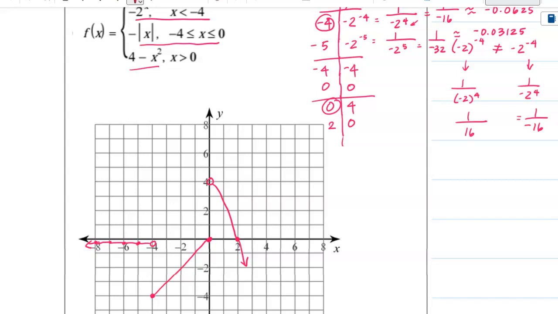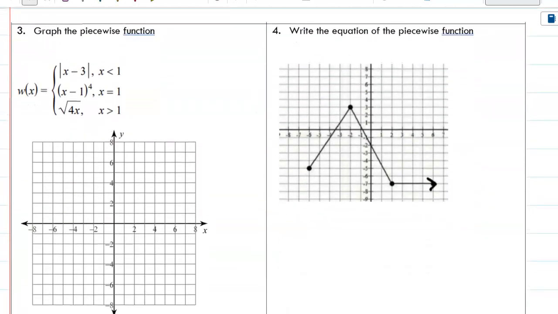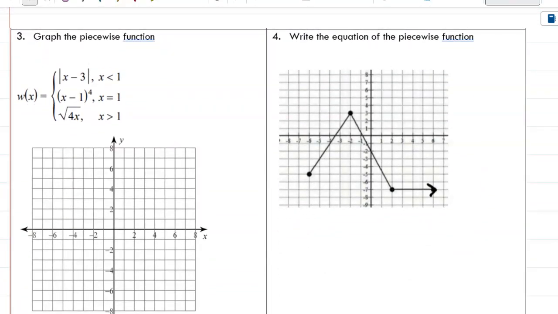So quadratic, making sure that I have my open circles where it needs to be. And good job, guys. Okay. Number 3. Let's go ahead and graph this.